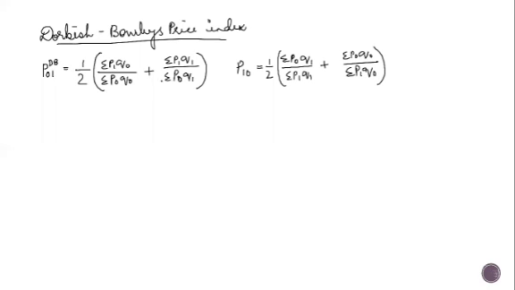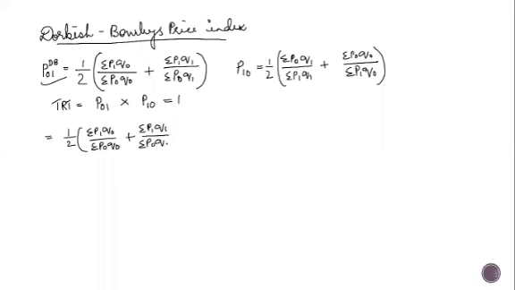We will write according to the TRT formula. What is the TRT formula? I'll write here: TRT is equal to the price of the base and current year into the price of the current and the base year should be equal to 1. So first we'll write P01. First we will write this, that is equal to half, open the bracket, summation P1 Q0 divided by summation P0 Q0 plus summation P1 Q1 divided by summation P0 Q1.